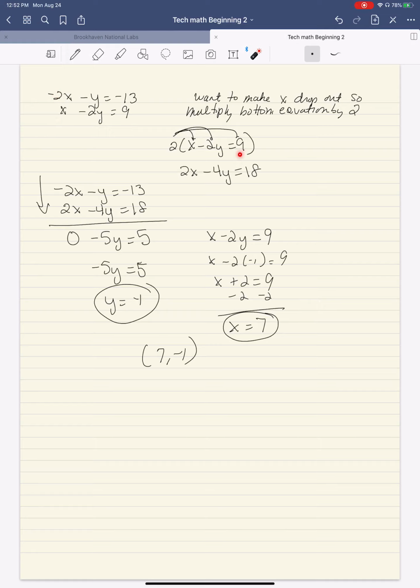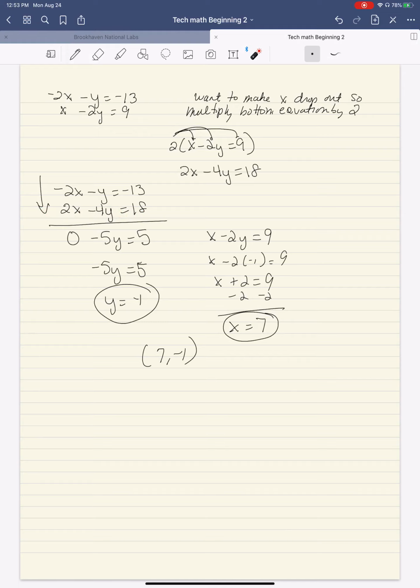So I rewrote the second equation right here, and I'm just going to multiply everything by a positive 2. So I get a 2 times x is a 2x, 2 times minus 2y is a minus 4y, 2 times 9 is an 18. Make sure you do all three terms. All right, rewrite it. So here's my first equation rewritten, and now this is my new second equation right here.